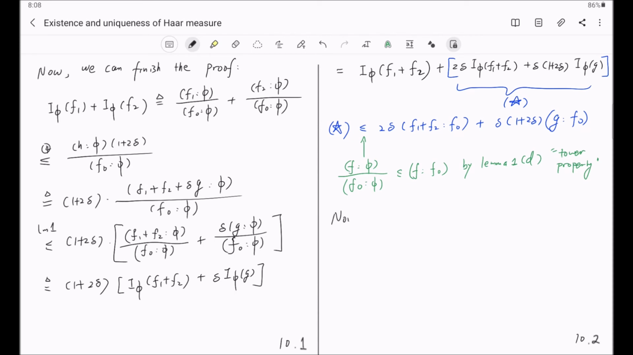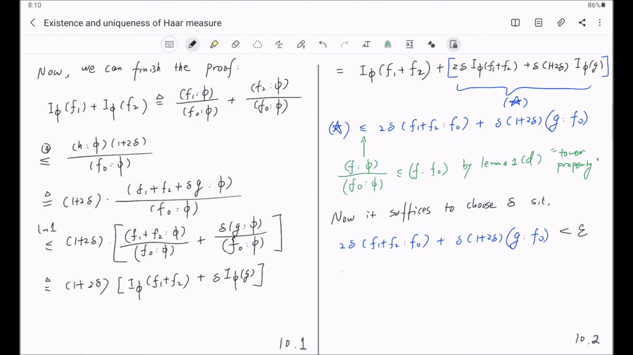Now it suffices to choose delta such that this guy to be less than epsilon. We can do this because everything here, f1, f2, f naught, and g, are all independent of our choice of phi. This is really important. We must make sure they are independent of the choice of phi.